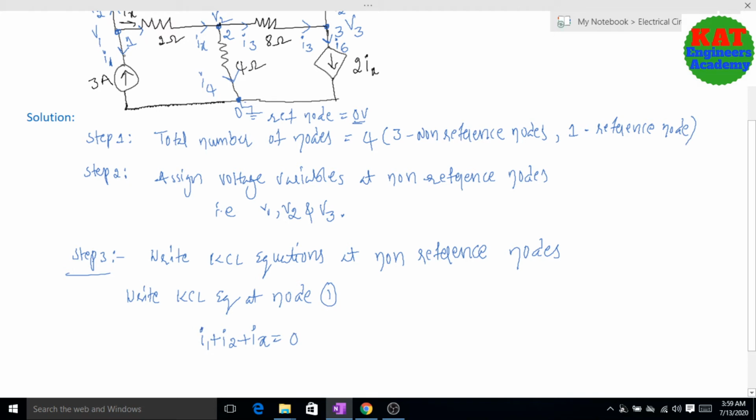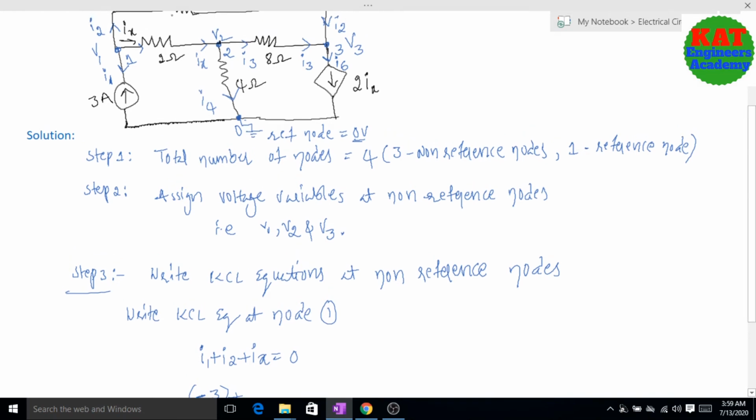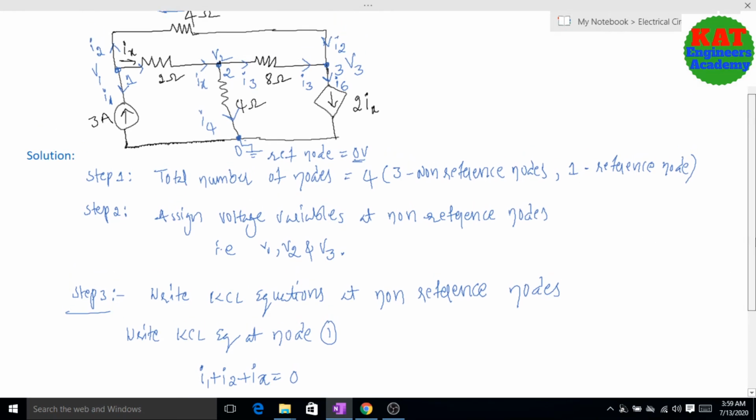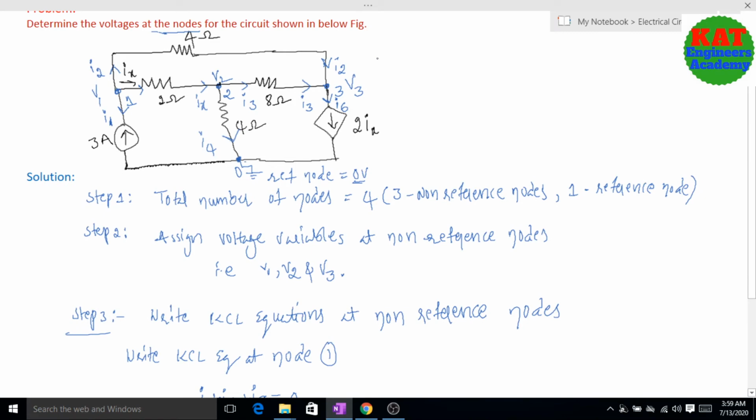Next you have to change the currents in terms of voltage. If they give the current value directly, you can use that current value; otherwise you have to write it in terms of the voltage equation. I1 is given directly as 3 amps, but it is opposite to our assumed current direction, so you consider this value as minus 3. Next, plus I2. I2 is the current flowing through the 4 ohms. V1 is the higher potential, V3 is the lower potential, so I2 is V1 minus V3 by 4. Next, Ix is V1 minus V2 by 2.